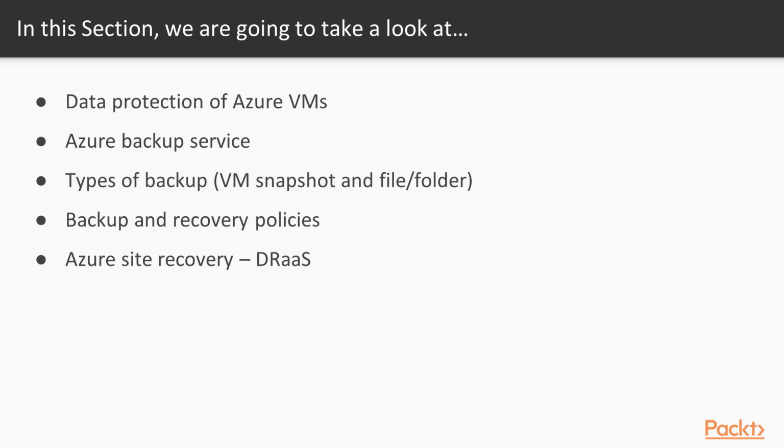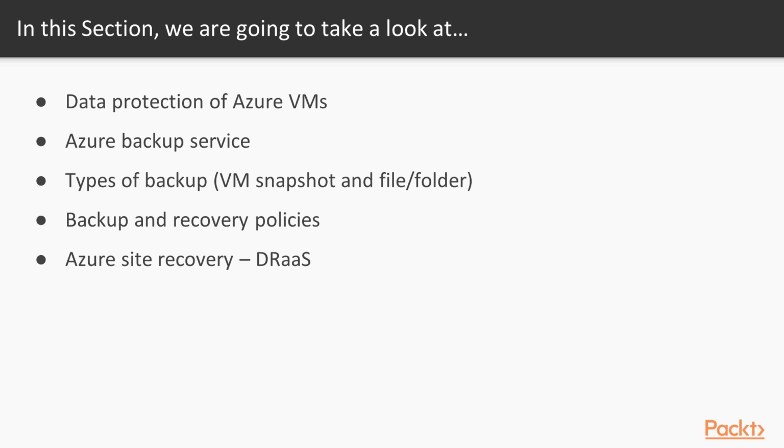And within recovery services, we're going to talk about data protection of your Azure VMs using the Azure Backup Service. We'll talk about what types of backup are available, specifically the VM snapshot versus the file and folder backups. We'll talk about the backup and recovery policies that you can define and then apply those different policies to different sets of VMs depending upon your specific requirements.